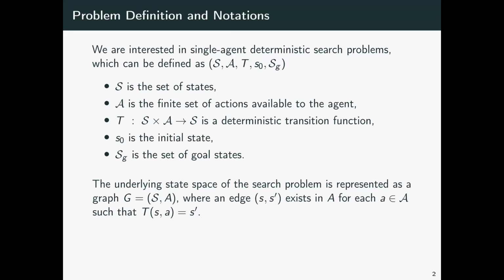This will come up later, but the underlying state space can be represented as a graph. States are nodes in the graph, and an edge will join two states if there is a single action that you can apply going from one state to the next. This is usually a directed graph because with a lot of the problems that we're looking at, the actions aren't reversible.